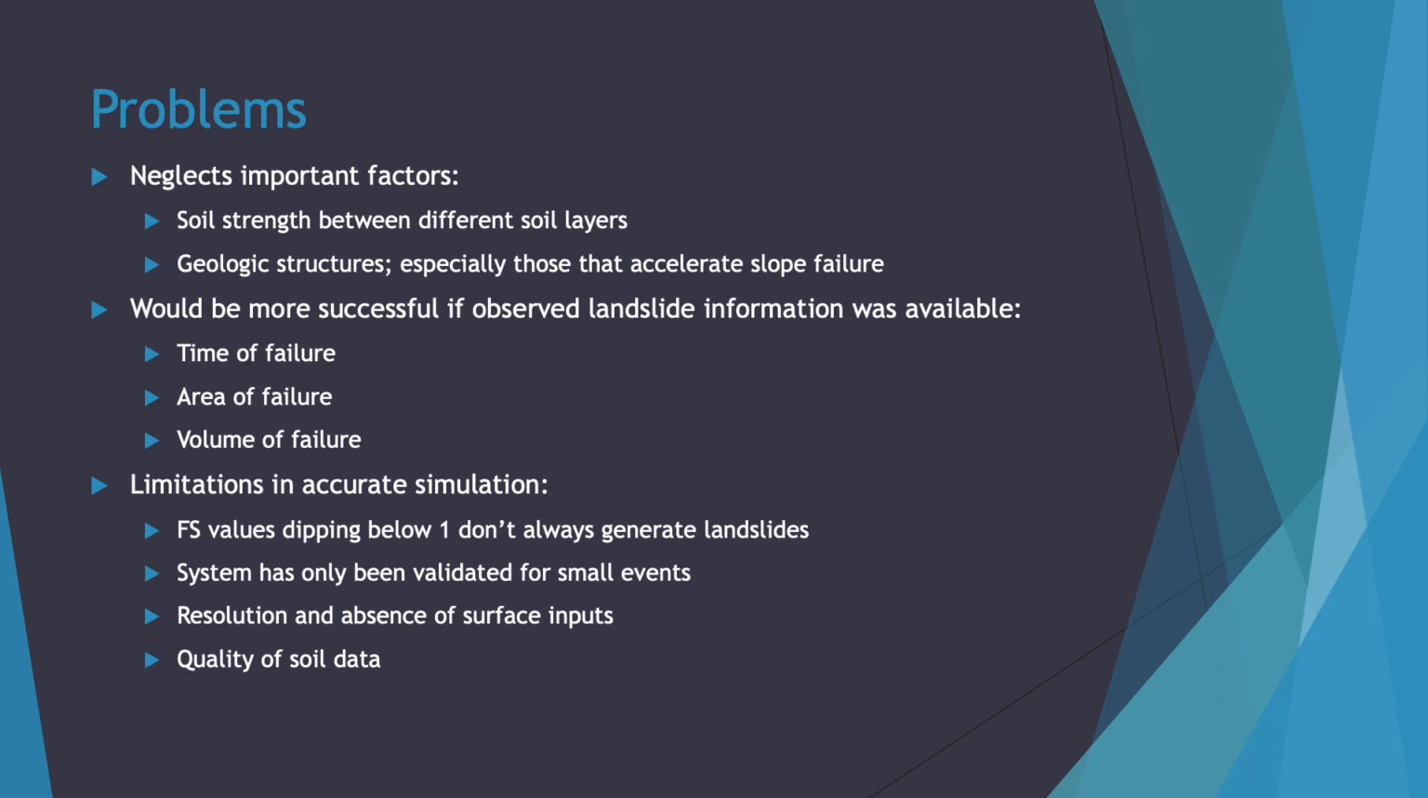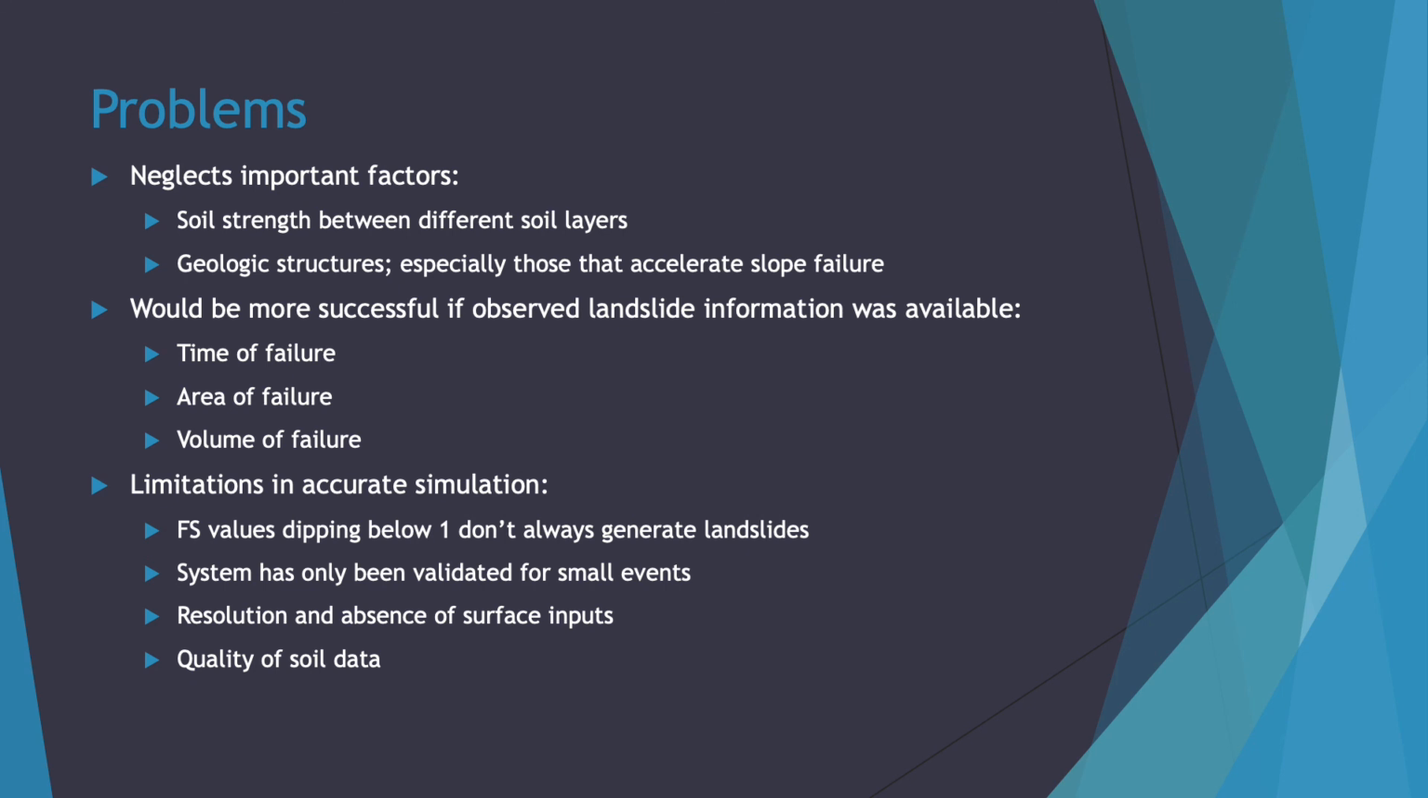While this model and early warning system would be a great tool for predicting landslides all over the world, the researchers realized they had neglected important factors. These include the soil strength between different soil layers, as well as geologic structures that can potentially accelerate slope failure. The researchers also realized that the model would be more successful if certain observed landslide information could be available. This information consists of the time of failure, as well as the total area and volume of failure colluvium.